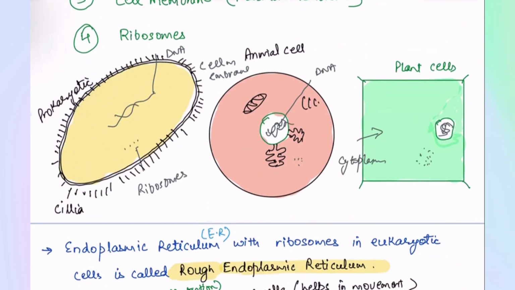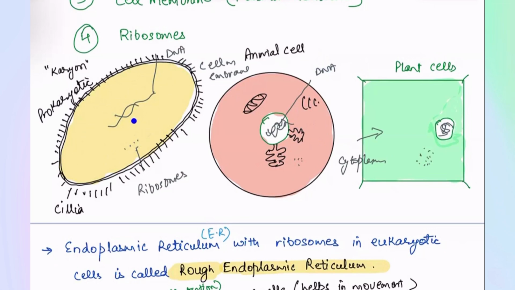Prokaryotic cells are called so because the term karyon means nucleus, and prokaryotic cells were developed before the nucleus developed, so that's why we call it before. Pro means before, karyotic means nucleus, before nucleus. So prokaryotic cells do not have a nucleus, whereas eukaryotic cells, animal cells or plant cells, have a nucleus. Also, they have membrane-bound organelles which are not found in prokaryotic cells.